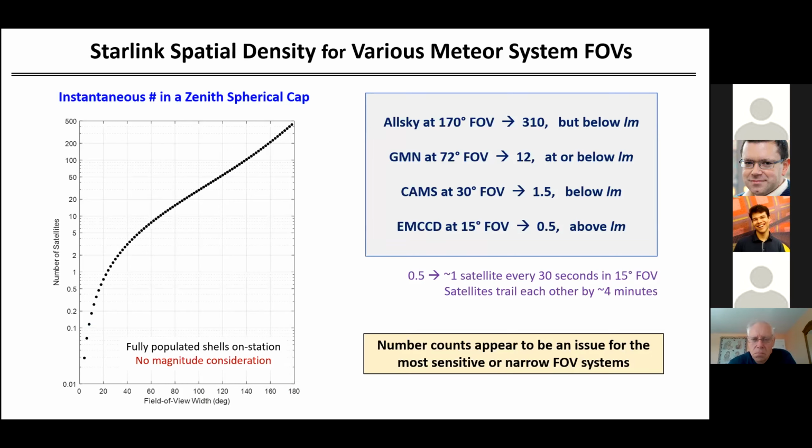But the most concern is the most sensitive systems, such as a telescopic EMCCD, where we could possibly see one satellite every 30 seconds that is actually above the sensitivity of the collection system.